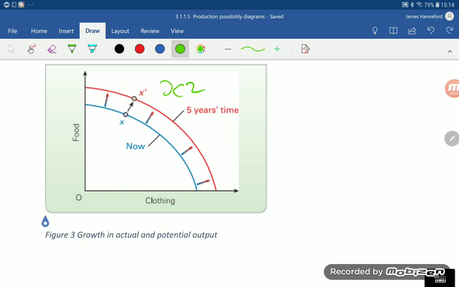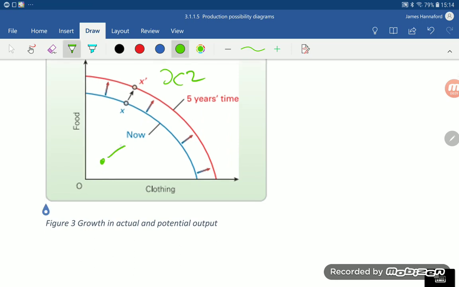Okay, so potential growth is when the PPF curve shifts outwards. Imagine I'm here and my economy is highly inefficient. Well, I could have produced more food and more clothing, but still be inside the PPF. We would call this actual economic growth or short-run economic growth. So to reiterate, short-run economic growth or actual economic growth is inside the PPF.